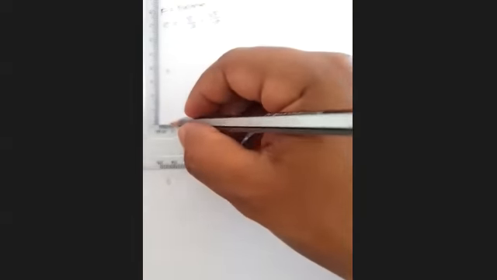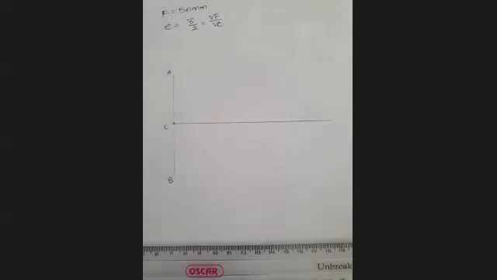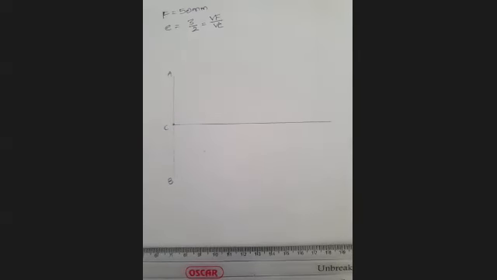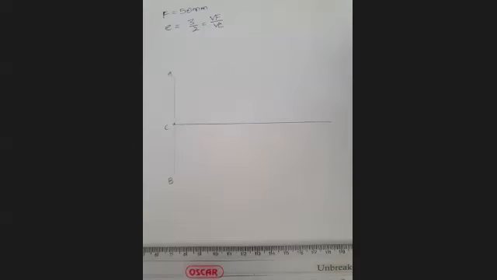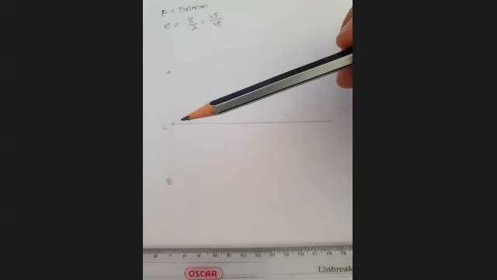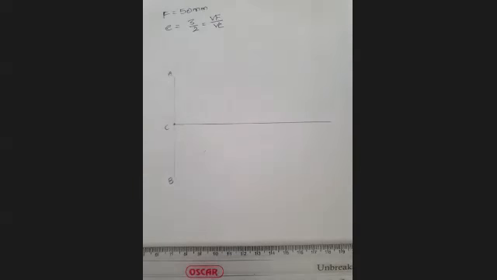Now through C, you draw a horizontal line of any length. That is up to you. Right? Now, this AB line is called directrix, and point C is any point on the directrix, and this horizontal line is the axis.